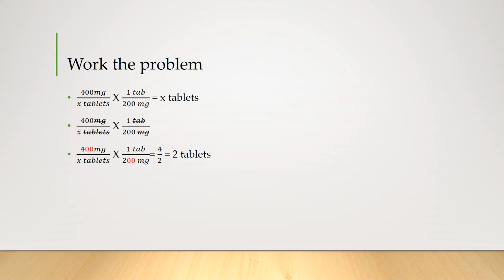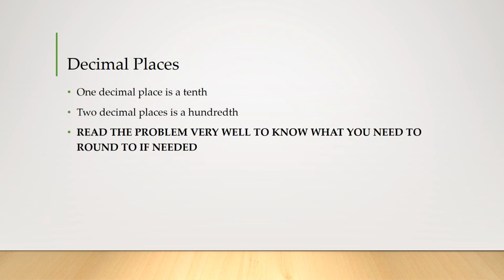So that's a simple problem. And so decimal places, let's talk about those. When you have decimal places, you have to know what they are. The first number behind the decimal place is a tenth. Two decimal places is a hundredth.